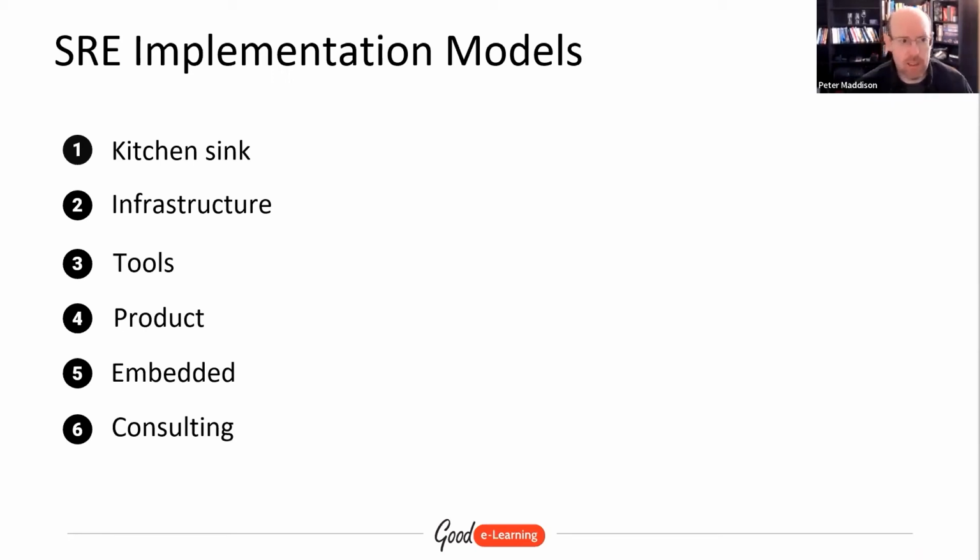In reality, across a large organization, you'll likely have SREs who are operating in all of these different models, and thinking about how you want to operate, how you want to adopt, where you want to start, these can be useful ways of framing that conversation.